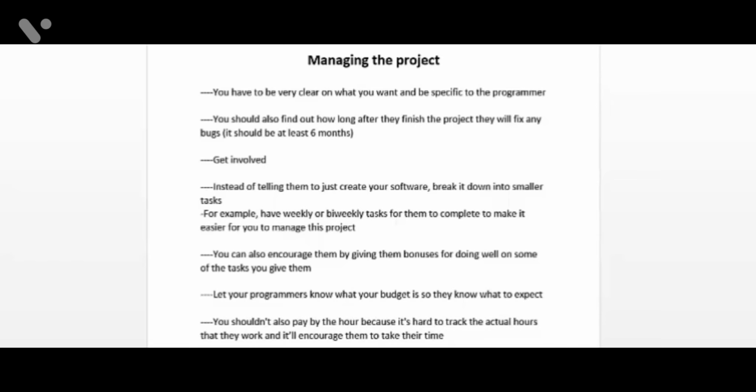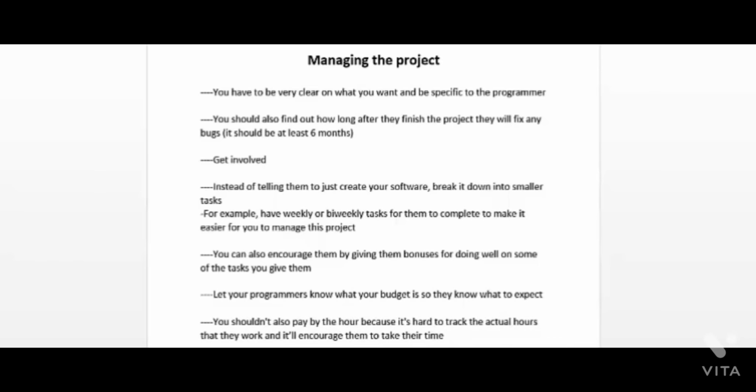Okay, and instead of just telling them to create your software product, you should break it down into smaller tasks so that it's easier to work on, and it'll be better for you to monitor the progress of your software product. Okay, so for example, you can have weekly or bi-weekly tasks or goals for them to complete to make it easier for you to manage this project.